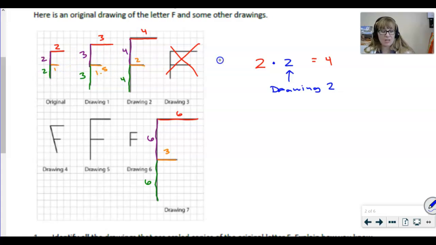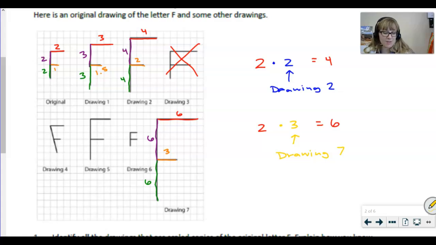to be 2. Now, let's compare that same information going from the original drawing to drawing 7. 2, how is it changing? Okay, I'm seeing that this 2 in drawing 7 somehow transforms into a 6. How? How is that transforming into a 6? I hope that you can see that it's because we are tripling it. We're multiplying it by 3. So drawing 7 is 3 times the size of our original F. I'm going to note here that that's drawing 7.